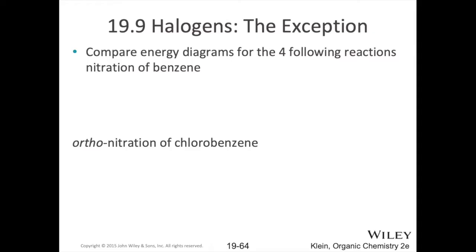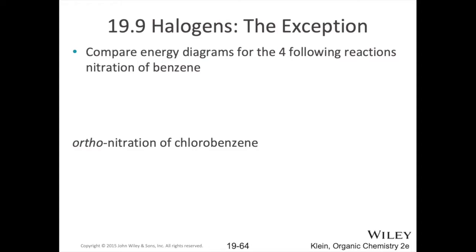Now, generally speaking, the nitration of chlorobenzene, regardless of whether it's ortho, meta, or para, is typically going to be at a higher energy than that for the nitration of benzene. Chlorine is a halogen. It's still electronegative. It withdraws electron density through induction, and therefore we're going to notice what we notice for deactivating groups. We're going to have slower reactions and lower yields, and that's because the activation energy for each of the nitrations of chlorobenzene is higher than that of the nitration of benzene.